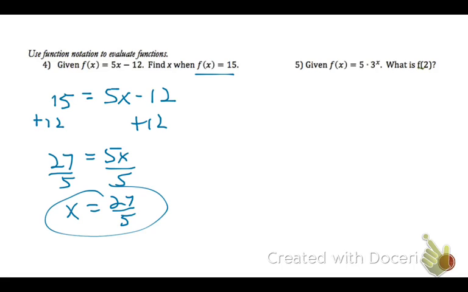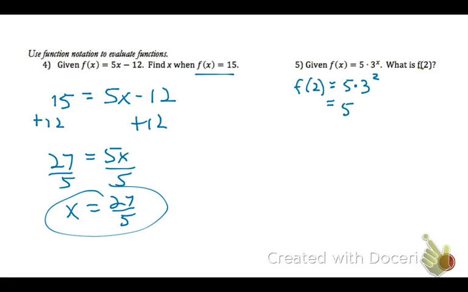And then on number 5, we have an exponential function. f of x equals 5 times 3 to the x power. So what is f of 2? What that means is that we're going to replace the x value now with 2. So we can write it as f of 2. Remember, that's nothing mathematical. It's just giving us a record of what we've plugged in.